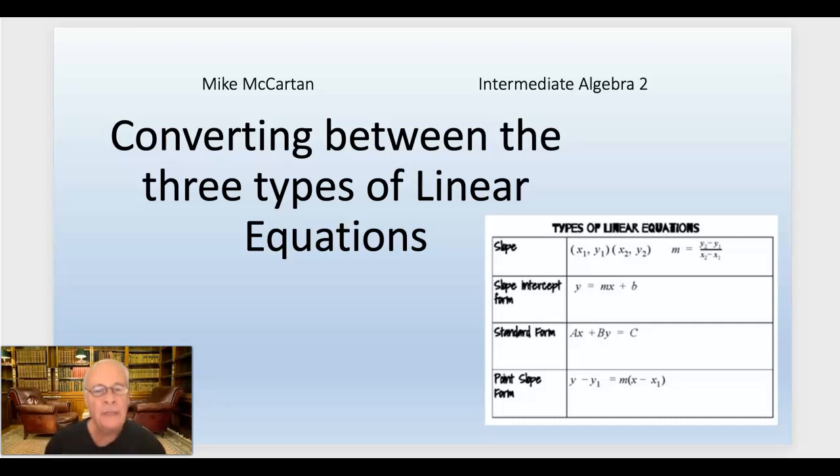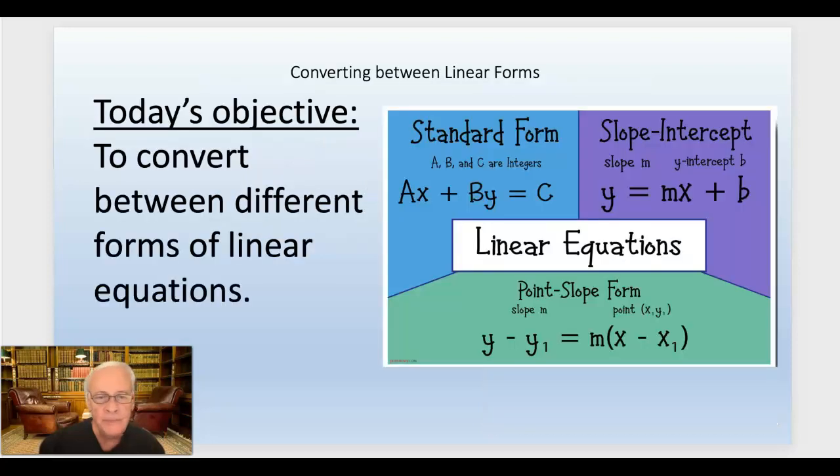Today we're going to be converting between the three types of linear equations that we've learned about. We've learned about three different forms, okay? Again, today's objective is to convert between the different forms of linear equations. These are the three that we've talked about right here, okay? The point-slope form, slope-intercept, and standard form, okay?